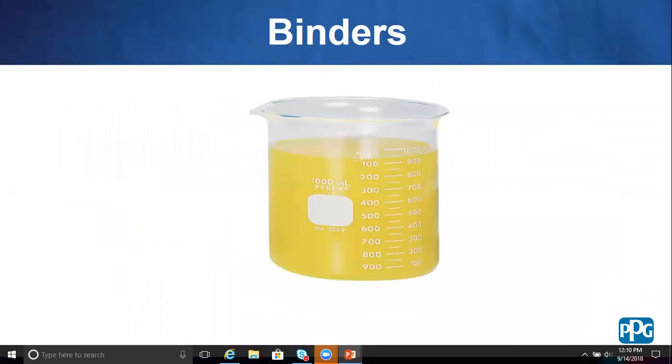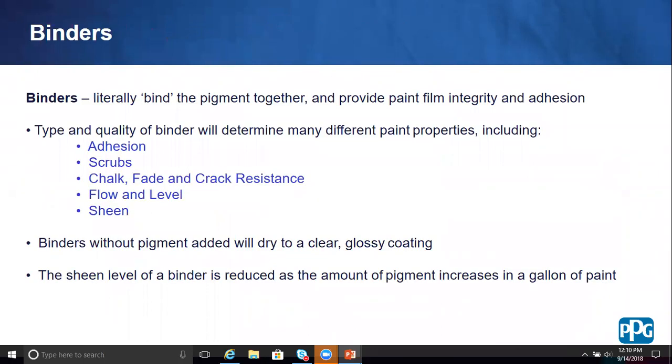So that's pigments. With binders, binders again literally bind the pigment together and they give your paint film integrity and adhesion. And so again, the types of features that you get determine the quality of the binder. And again, the many different paint properties include adhesion, where 100% acrylic resin has the best adhesion compared to a vinyl acrylic resin.